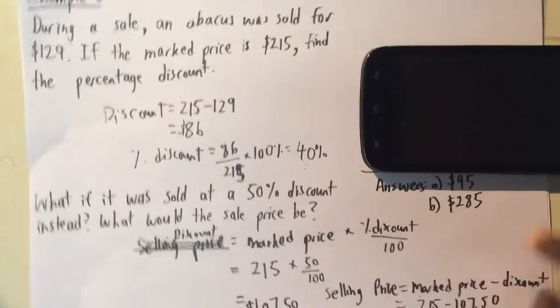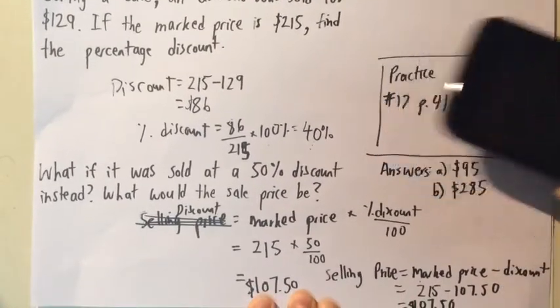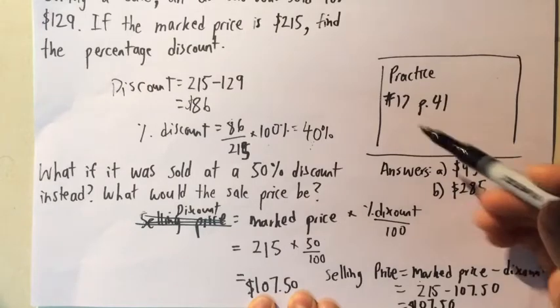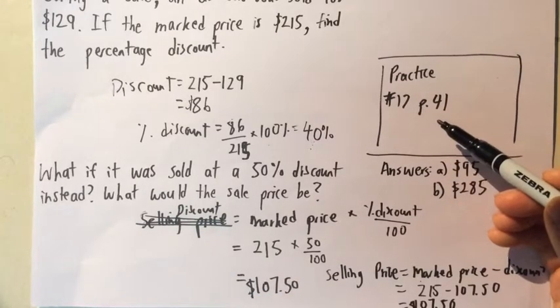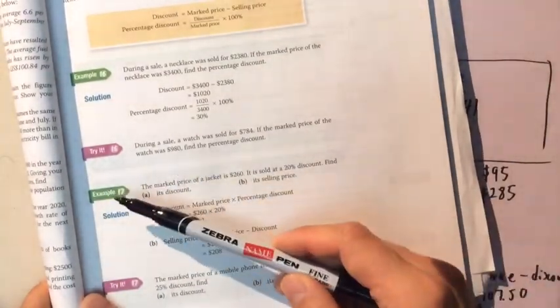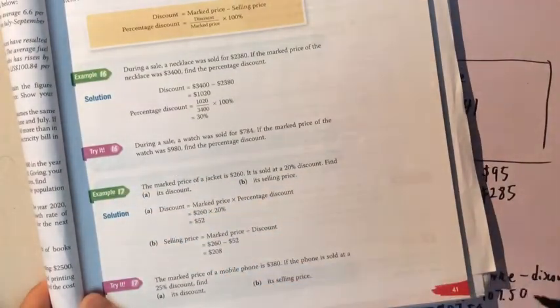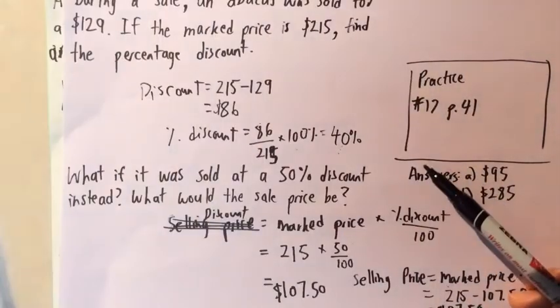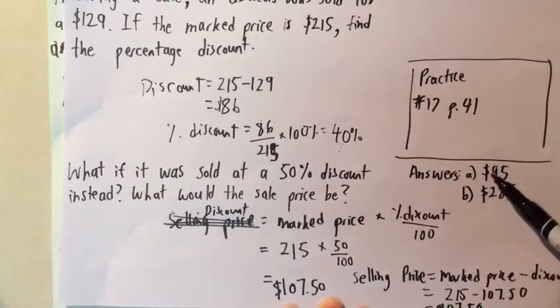All right, so using the methods that I just showed you, I want you to try practice question number 17 on page 41. And remember, there is always another example in the textbook that covers basically the same thing. If you still need another example to help you consolidate your understanding, try reading through example 17 on page 41. Your answers for the practice question should be $95 for A and $285 for B.